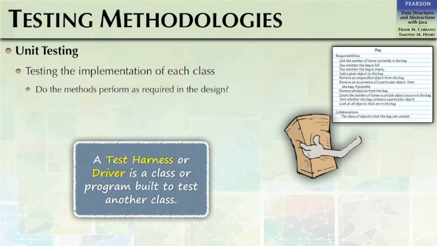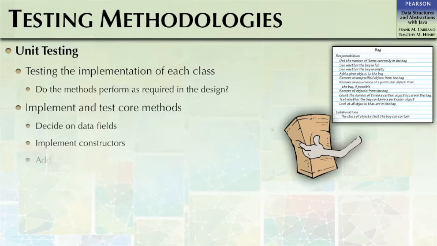An important tool in unit testing is the test harness or driver class. This is a class or program that is designed to test a specific data structure and calls all of the data structure's methods and tests them to ensure that the data structure performs correctly even in extreme situations, such as when our bag would be full and we try to add an item, or when the bag is empty and we try to remove an item.